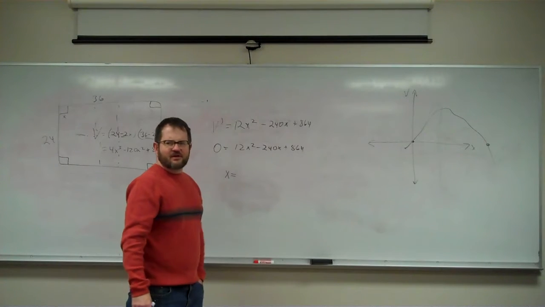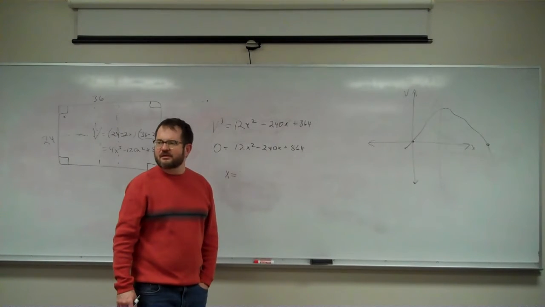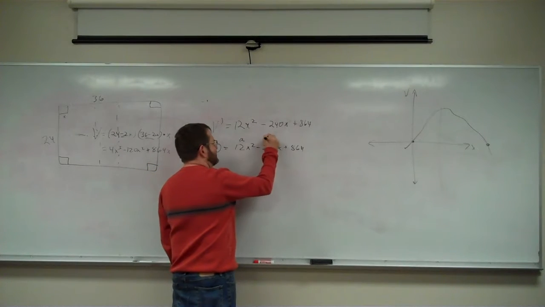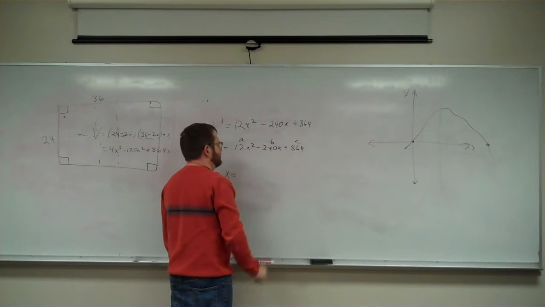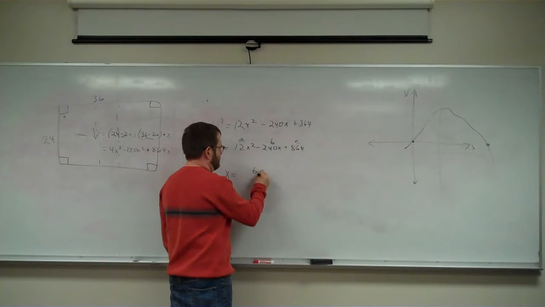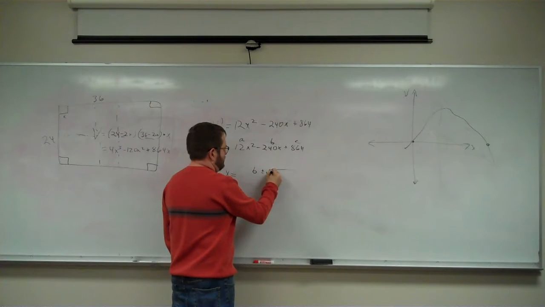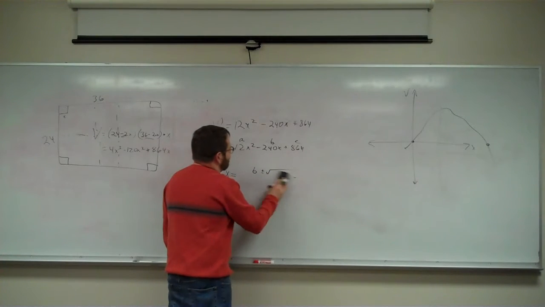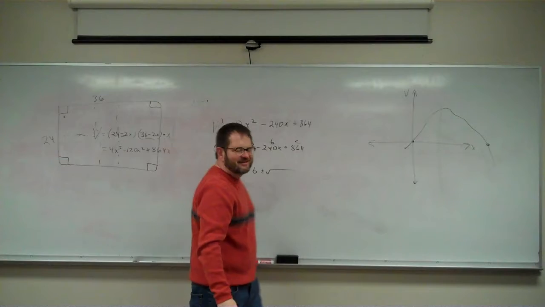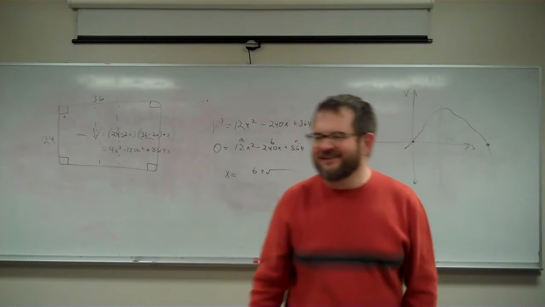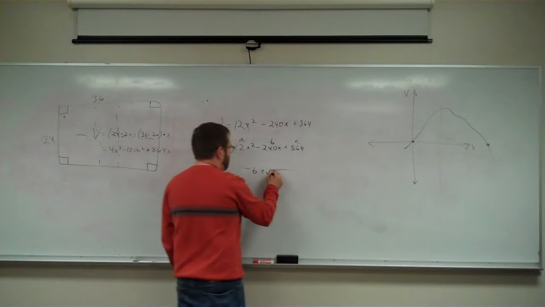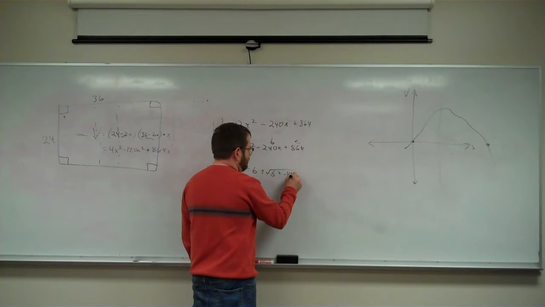Who remembers the quadratic equation off the top of their head? Oh, I think I can guess it. Go for it. All right. This is the A, this is the B, and this is the C. Minus B, plus or minus the square root of B squared minus 4AC, all over 2A. Okay.